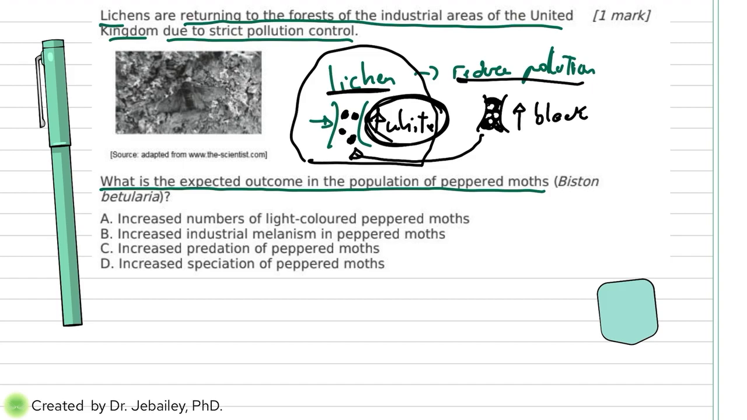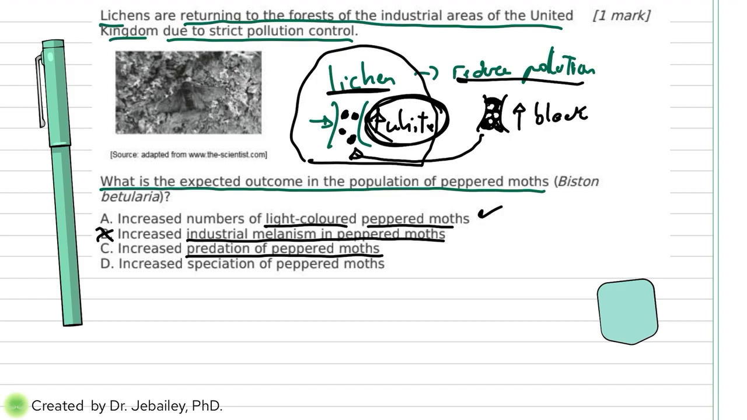So looking at the options we have here, increase in number of light colored peppered moths. That seems like the answer, but I will still read the rest. Increase industrial melanism in peppered moth. It's not melanism. We are definitely not making them black. Increase predation of peppered moth. Now, it does not necessarily increase the predation of peppered moth.